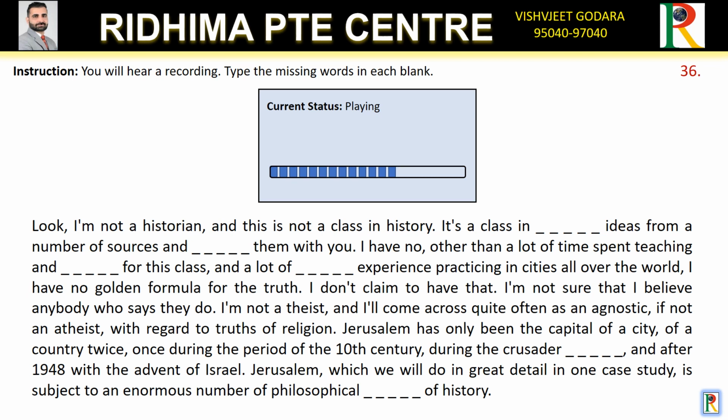Jerusalem has only been the capital of a country twice. Once during the period of the 10th century, during the Crusader occupation, and after 1948 with the advent of Israel. Jerusalem, which we'll do in great detail in one case study, is subject to an enormous number of philosophical interpretations of history.